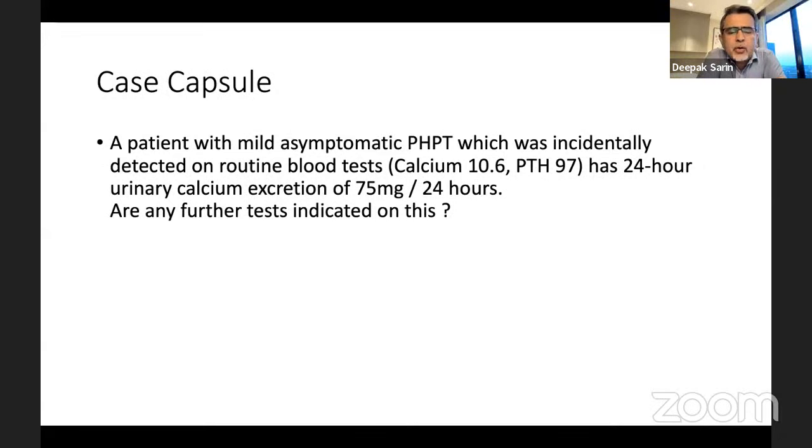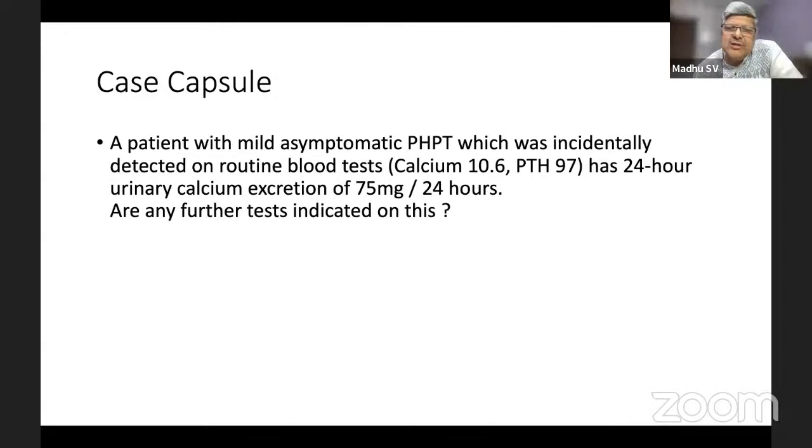Okay, thank you. I think you partly touched on this, but it's worth looking a touch deeper. Here's a case capsule: a patient with mild asymptomatic PHPT, which was incidentally detected with modestly elevated calcium and PTH, has a 24-hour urinary calcium excretion of 75 milligrams in 24 hours. Would you do any further tests? How would you interpret these values? Anything to look for in a patient like this, who on the face of it looks like PHPT?